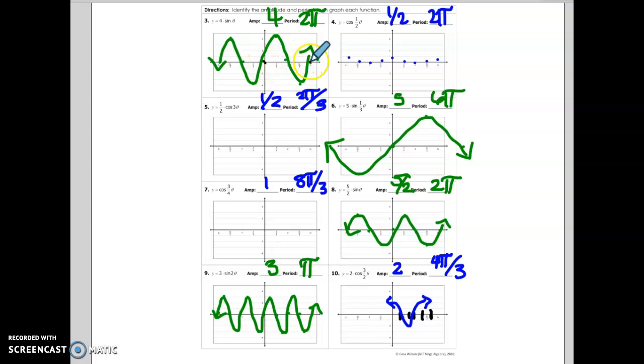I know for sine, I start and end at 0. Then my halfway point is also a 0. Okay, and then I like to call these my quarter points. My first quarter point is the max. My second quarter point is the min. The reason I call them quarter points is because they're a quarter of the way through. Okay, so we've got 0, max, 0, min, 0.